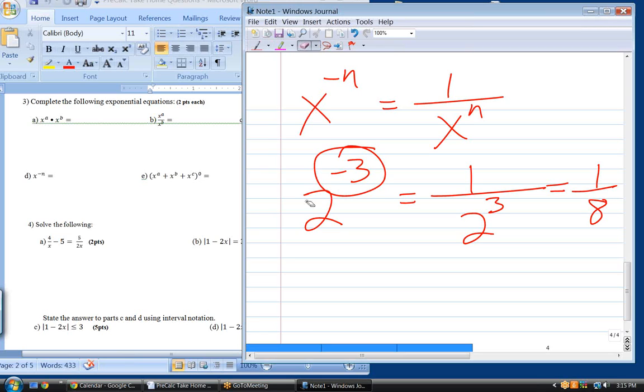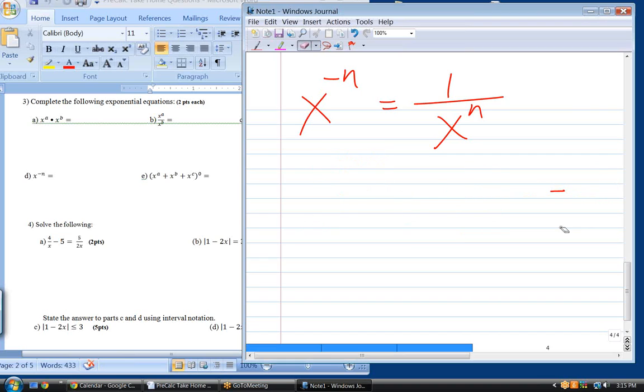Okay, let me give you another example. Let's just make sure you get it. 4 to the minus 3. What would that be? 1 over 4 to the 3rd power. Correct. And the other thing about negative exponents is the other way to deal with them.